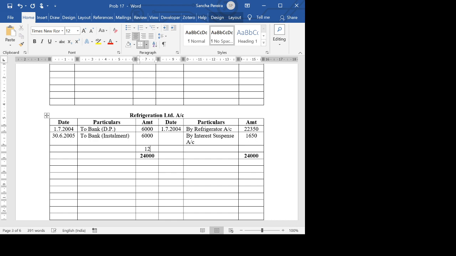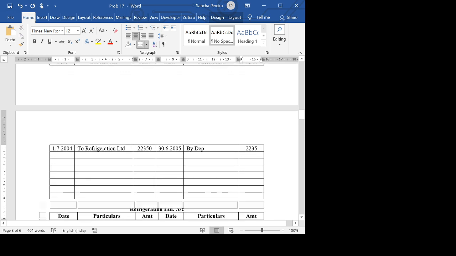24,000 minus 12 will be 12,000. So 30th June 2005, to balance carried down. Bring down the balance so that you don't forget. 1st July 2005, by balance brought down will be 12,000. Close the asset account as well.